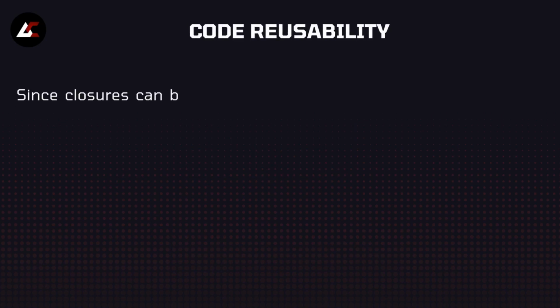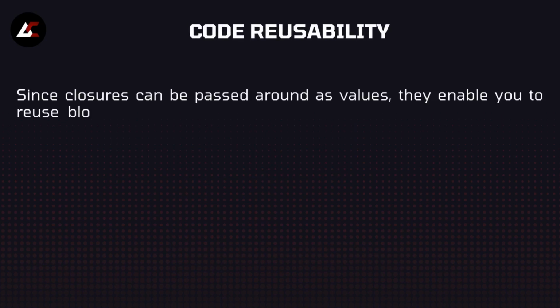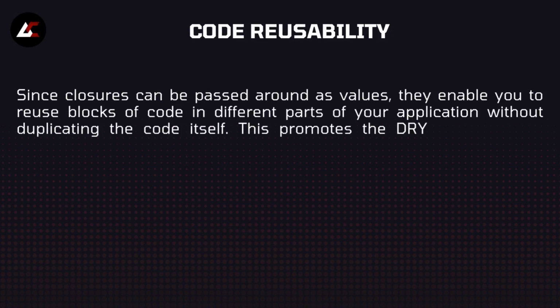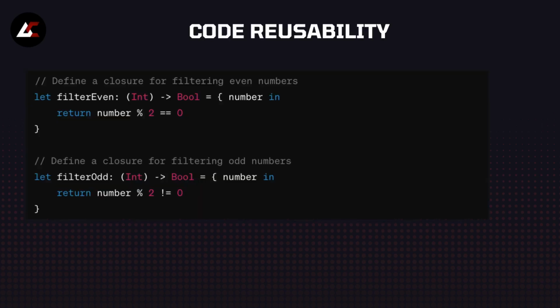Code reusability. Since closures can be passed around as a value, they enable you to reuse blocks of code in different parts of your application without duplicating the code itself. This promotes the don't repeat yourself principle. In this example, we define two closures, filter even and filter odd, each encapsulating the logic to check whether a number is even or odd respectively.